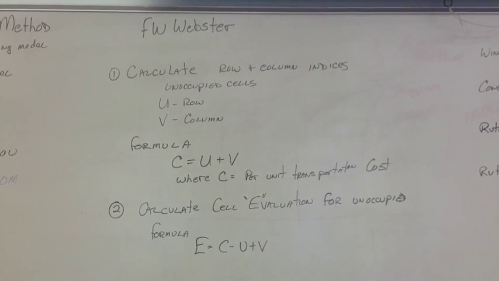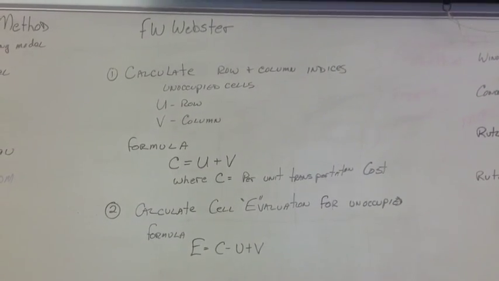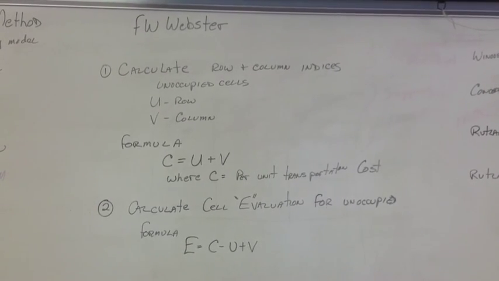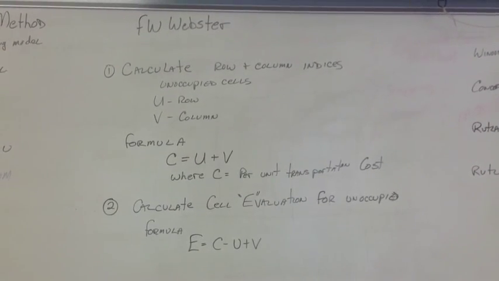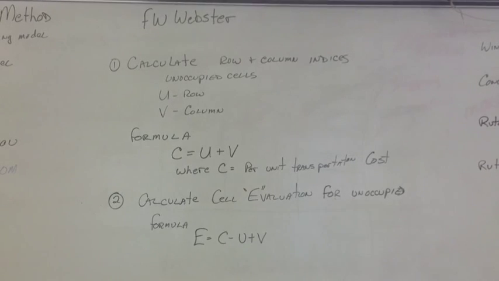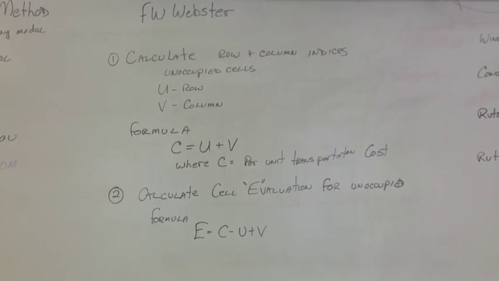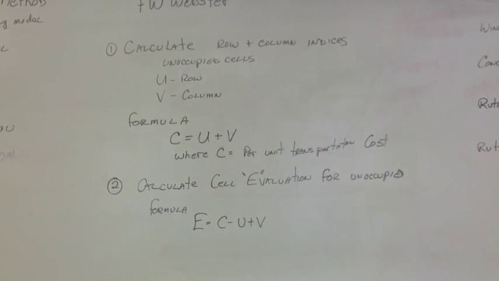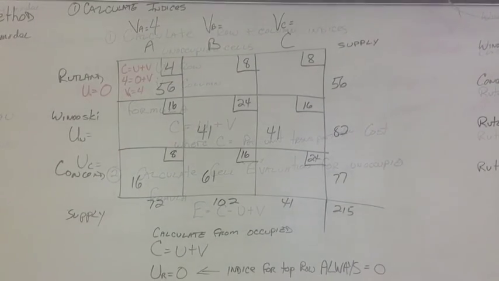First, we calculate what's called the row and column indices. U for the row, V for the column. We use the formula C equals U plus V. C is just the per unit transportation cost that we've been using all along. Once we have the indices for each column and row, we can evaluate the unoccupied cells. Using the formula listed below, we calculate the indices.